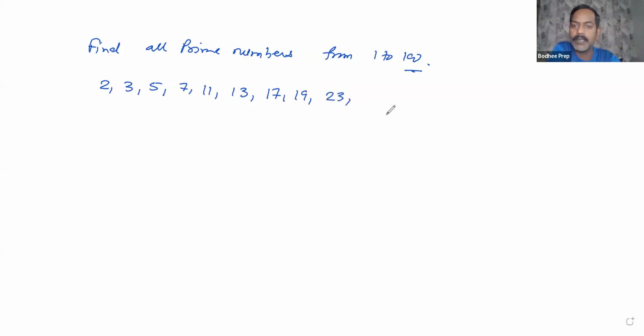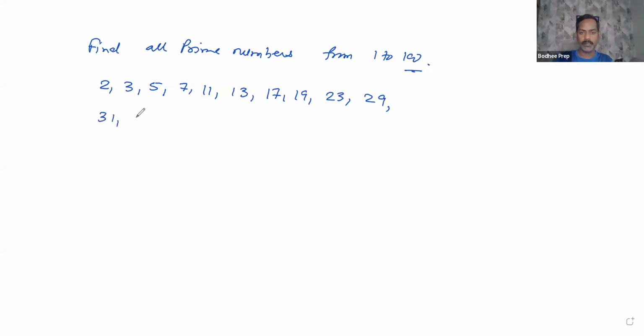25 is not a prime number. It is divisible by 5 as well, right? 27 is not a prime number, it is divisible by 3, right? So apart from 1 and 27, we have other factors. So it has more than two factors. Then next is 29. Yes, 29 is another prime number, correct? Then 31 is another prime number.